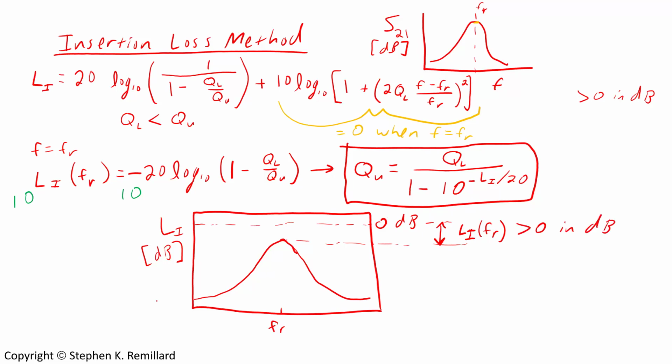So it should be clear that the insertion loss method requires that everything outside of the resonator itself has to be zeroed out, so that when you measure the insertion loss, you're measuring the insertion loss of the resonator. So let's go into the laboratory now and actually use both of these methods, the full two-port method and the insertion loss method, to determine the Q of a resonator.